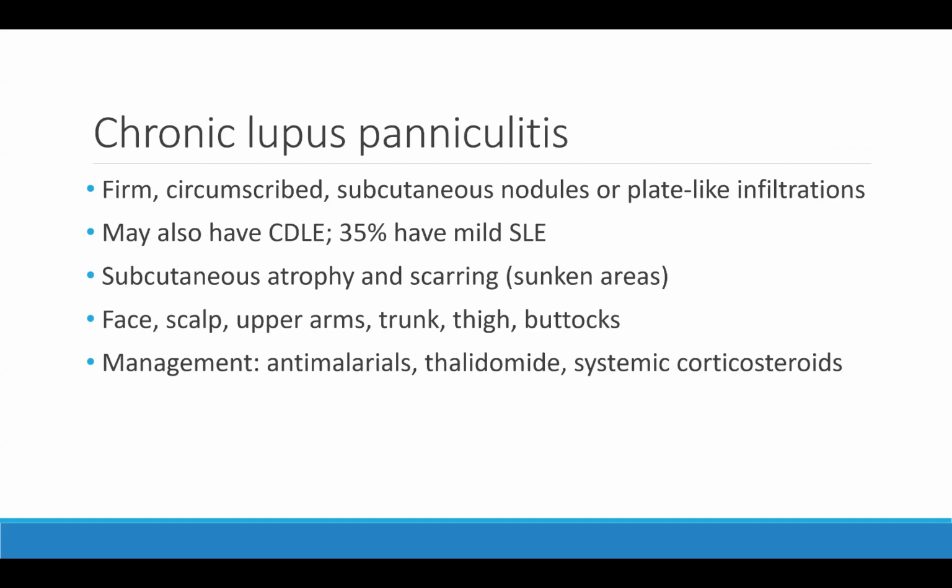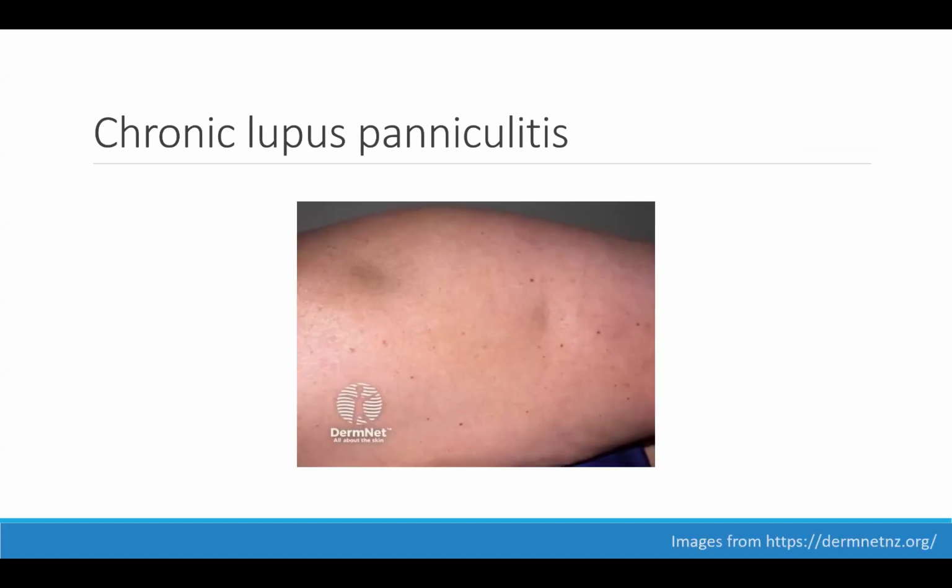For chronic lupus panniculitis, these are firm, circumscribed, subcutaneous nodules or plate-like infiltrations of the skin. Patients may also have CDLE, and about 35% have mild SLE. It is also characterized by subcutaneous atrophy and scarring, presenting as sunken areas. Sites include face, scalp, upper arms, trunk, thigh, and buttocks. Management is with antimalarials, thalidomide, and systemic corticosteroids. And this is a picture of chronic lupus panniculitis.